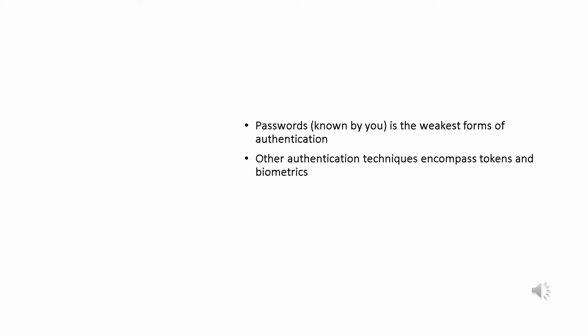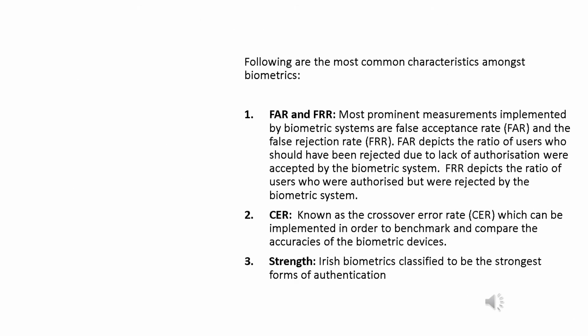Passwords known by you are the weakest form of authentication. Other authentication techniques include tokens and biometrics. The following are the most common characteristics amongst biometrics: FAR and FRR. The most prominent measurements implemented by biometric systems are the false acceptance rate and the false rejection rate.